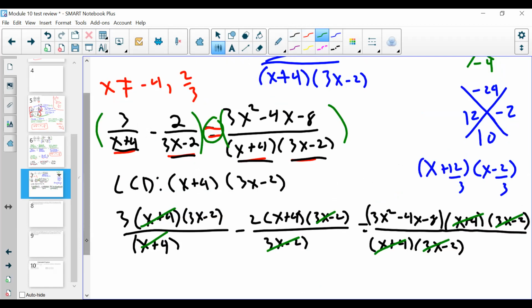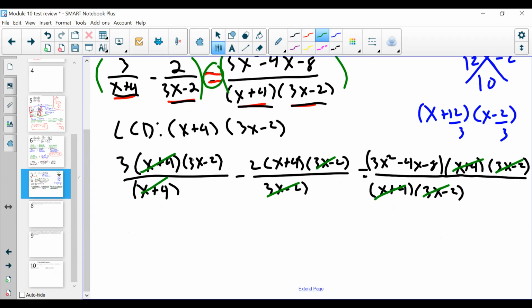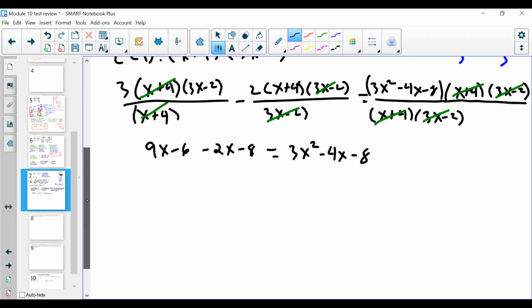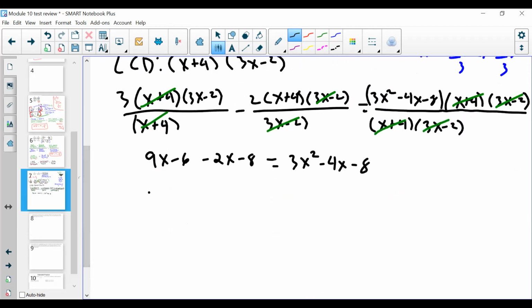All right. Anyway, I'm going to start combining these. So I have 3 times 3x minus 2. That's going to end up giving me 9x minus 6. Then I have a negative 2 and an x plus 4, which gives me negative 2x minus 8. And that's all going to equal 3x squared minus 4x minus 8. And now I'm going to start adding like terms. I have a 9x and negative 2x. That's 7x. Negative 6 and negative 8, that's negative 14. That equals 3x squared minus 4x minus 8.